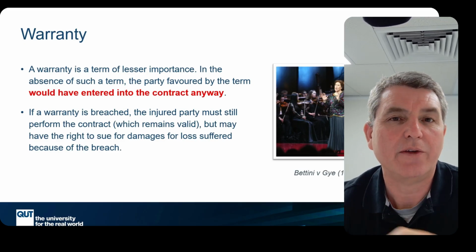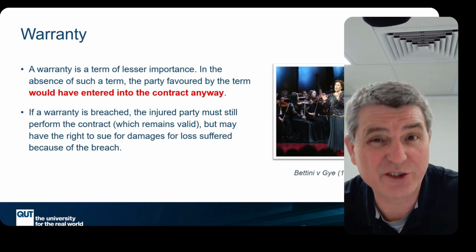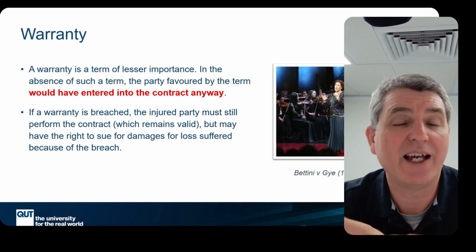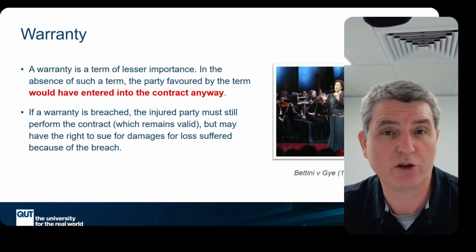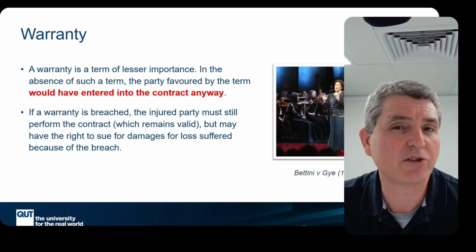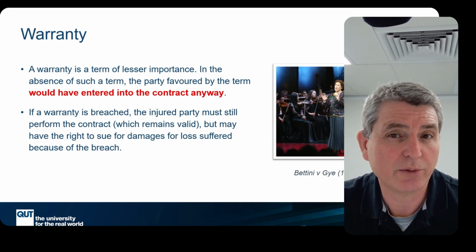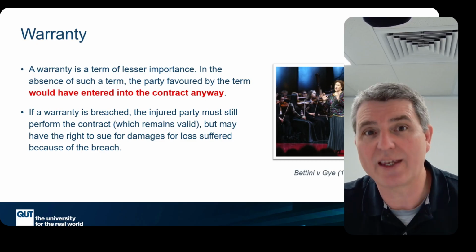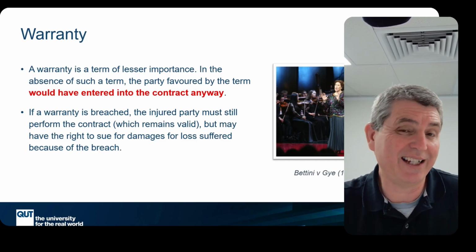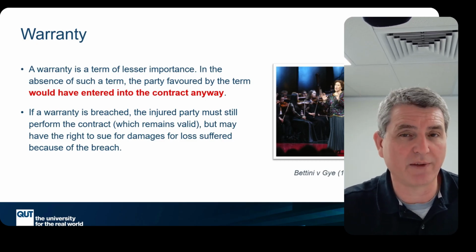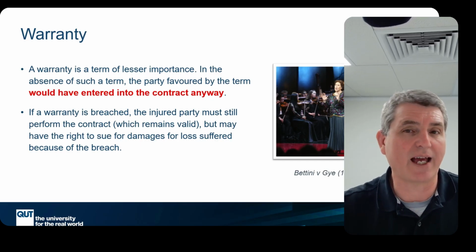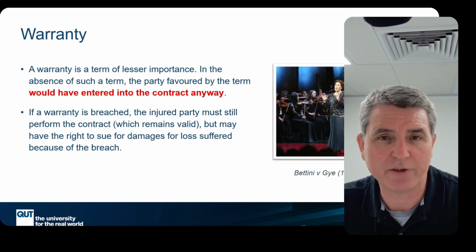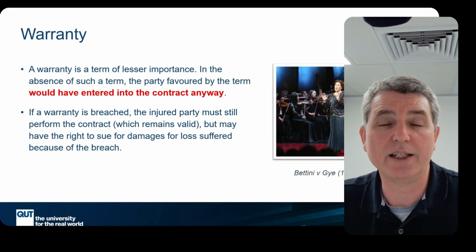So really, the normal use of the word warranty is just one example of what a warranty is. We need to think more broadly, and understand that a warranty means simply a term that is of lesser value. It's a term that isn't essential to the contract. What that means is you would have entered the contract without that term. Or to put it another way, it's a nice to have term of the contract, not a must have term of the contract. Bettini and Guy is our case authority for this, where this principle is put in place.